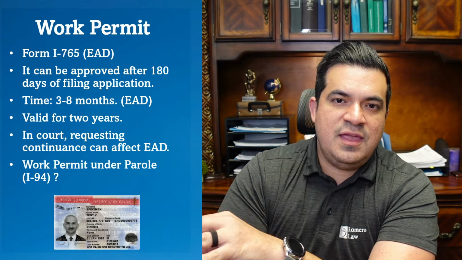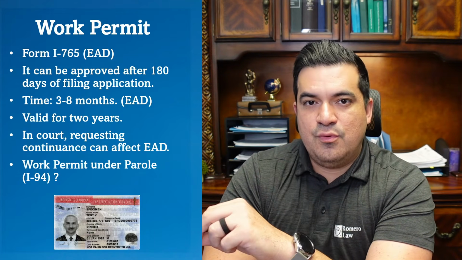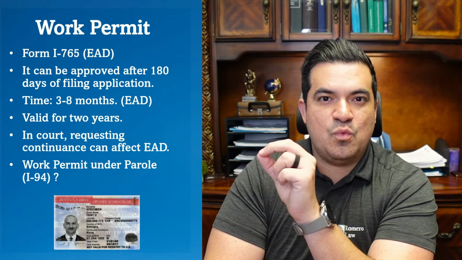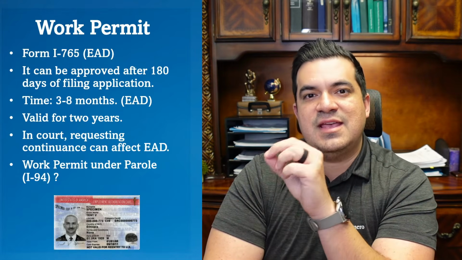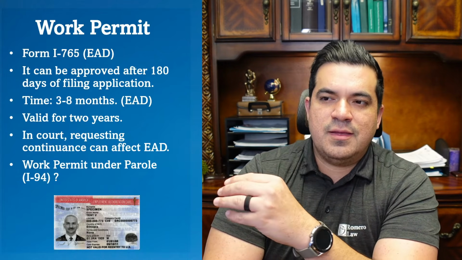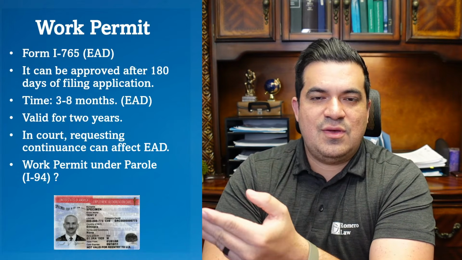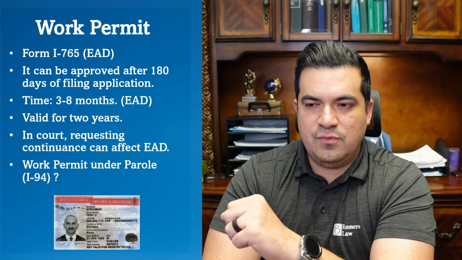At the 180 days mark, immigration can approve your work permit. That doesn't mean it's going to happen right at the 180 days. It's just that after that date, they can approve your work permit. So you can file your work permit 30 days early, before the 180 days. That way, after that date, they can finally approve it.